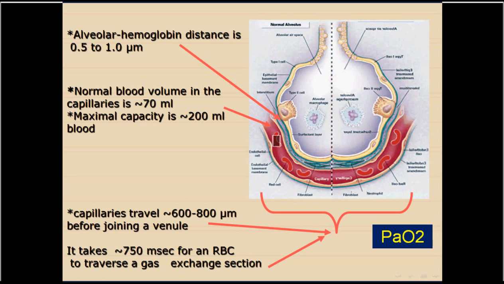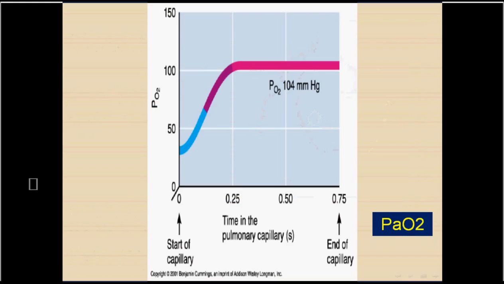Another important point, these RBCs pass through here, this journey, which is about 600 to 800 micrometers. How fast? This journey consumes about 750 milliseconds, about 3/4 of a second. What is the value of this? It's important this time for the RBCs to make a good exchange of oxygen. This is a sufficient time for good oxygenation.